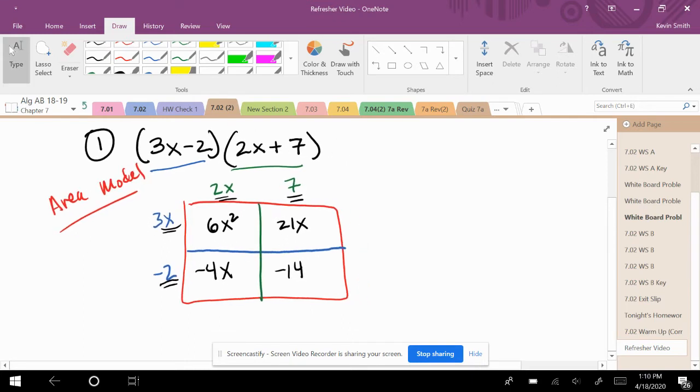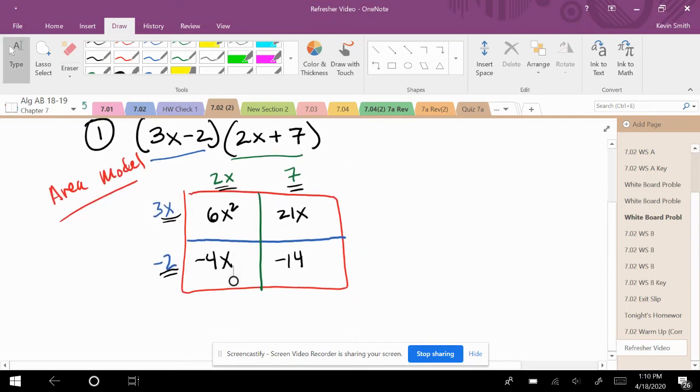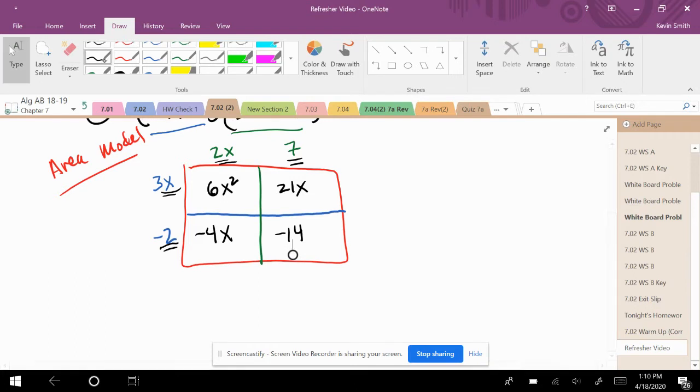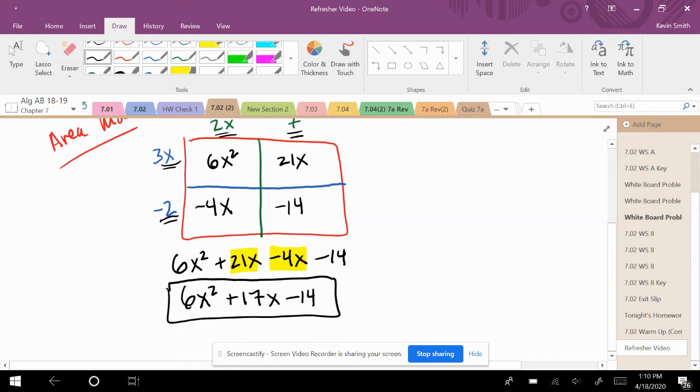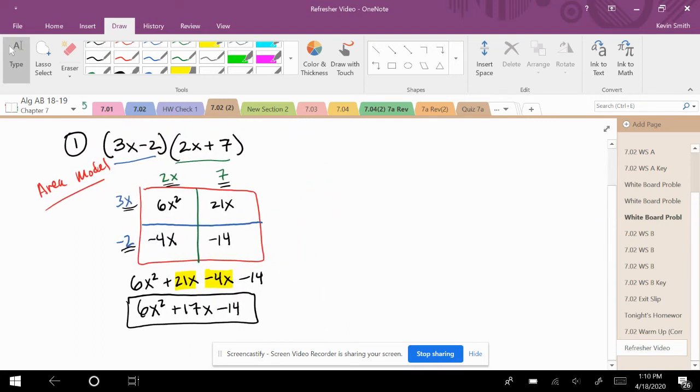And then we would add up all the individual little rectangles to get our final answer. So 6x squared plus 21x minus 4x minus 14. Combine our like terms, and we end up with 6x squared plus 17x minus 14. So that was the first method that we learned to simplify something like this.